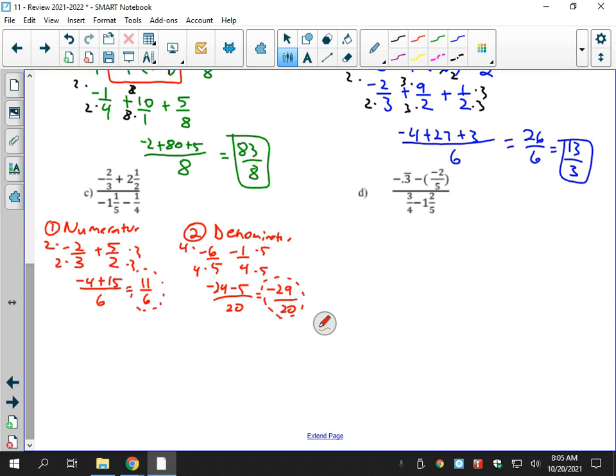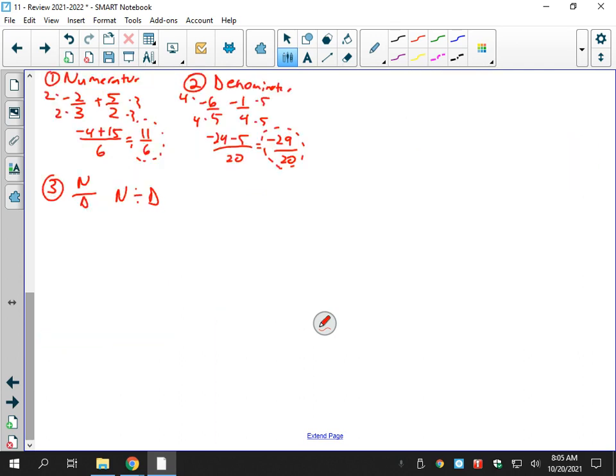Now we have to remember the third step, that division, is going to be numerator divided by denominator. So that'll be 11/6 divided by negative 29/20. Keep, change, flip. Cross canceling with 6 and 20.